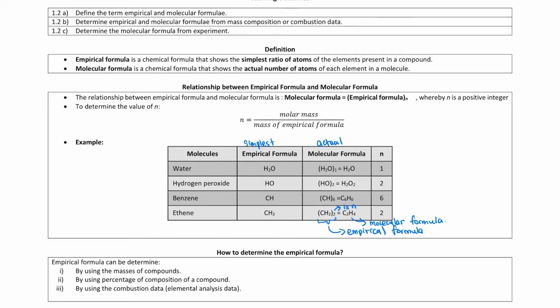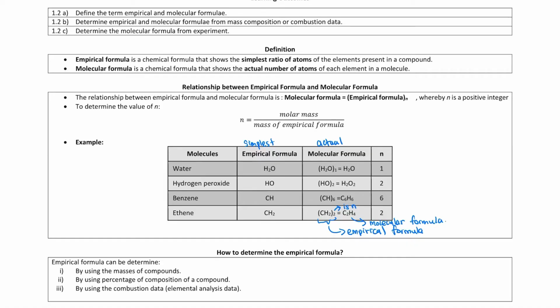That means we are going to start to do some calculation. Okay, there are 3 calculations that I'm going to show you. Okay, so sebab apa 3? Sebab cara untuk determine empirical formula ada 3 jenis lah, bergantung kepada jenis data yang diberikan.